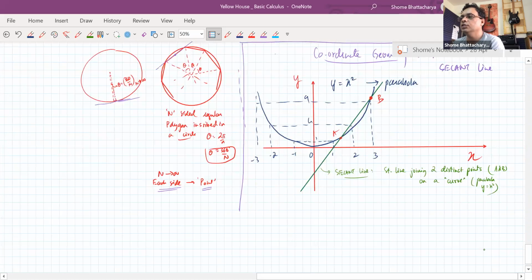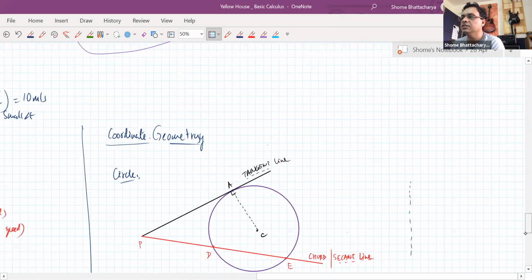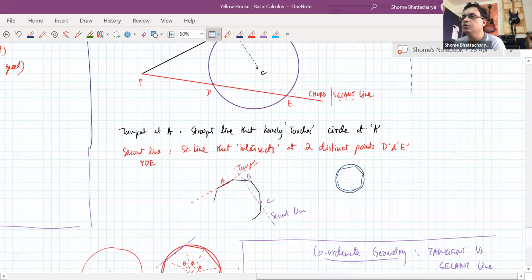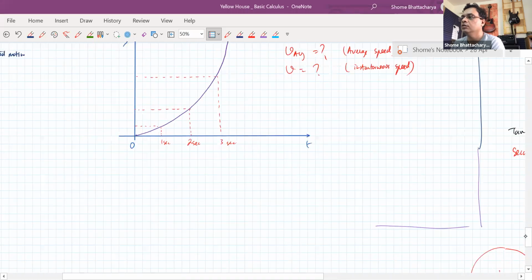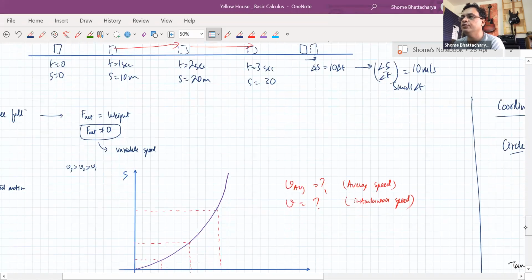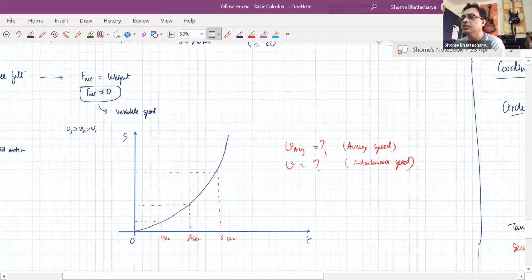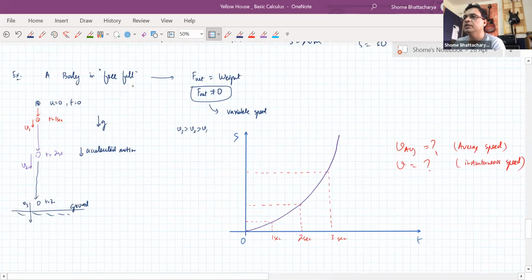Okay, so hope the concept of secant line is clear over here. We will come back to the distinction between secant line and tangent line in just a moment. Now let's come back to our concept of distance versus time graph for an object in free fall, the original thing that we were discussing. We have an object in free fall, and we are looking at its distance versus time graph.